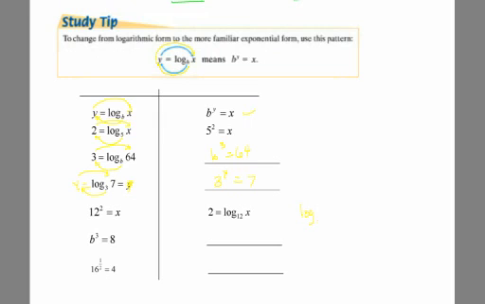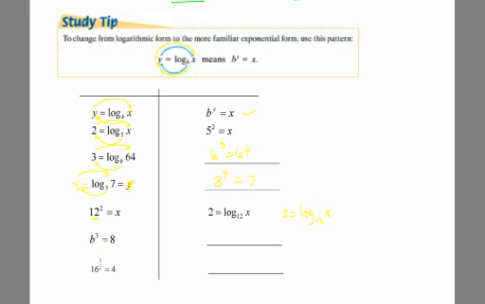I have to know what the base is. And since the 12 is the base there, the 12 is going to be the base on my logarithm. Then I have to decide where the x goes. The exponent's going to stand alone. The x is going to go behind the log.